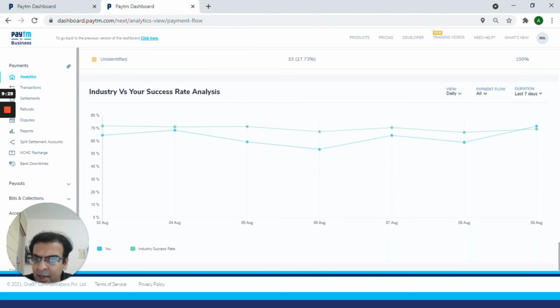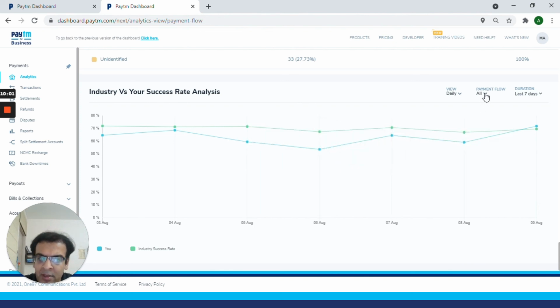Lastly, we have industry versus your success rate analysis, which tells you the success rate vis-a-vis other merchants in the same category. So let's say if you belong to the pharmaceutical industry, you would see the success rates of other merchants who belong to the healthcare/pharmaceutical category, and you can compare the success rates. In this example, as you can see, at an overall level, the success rate of the industry is higher than that of the merchant. Now this is at an overall level.